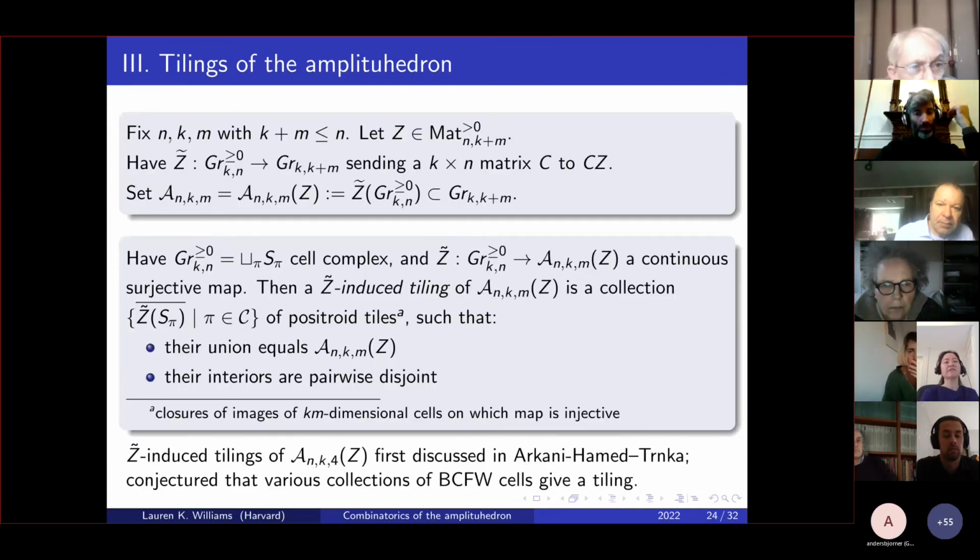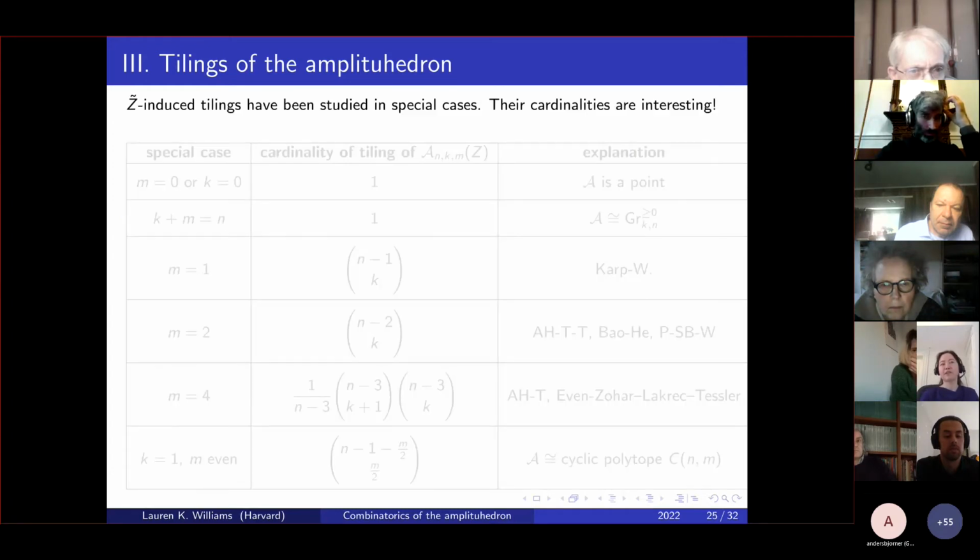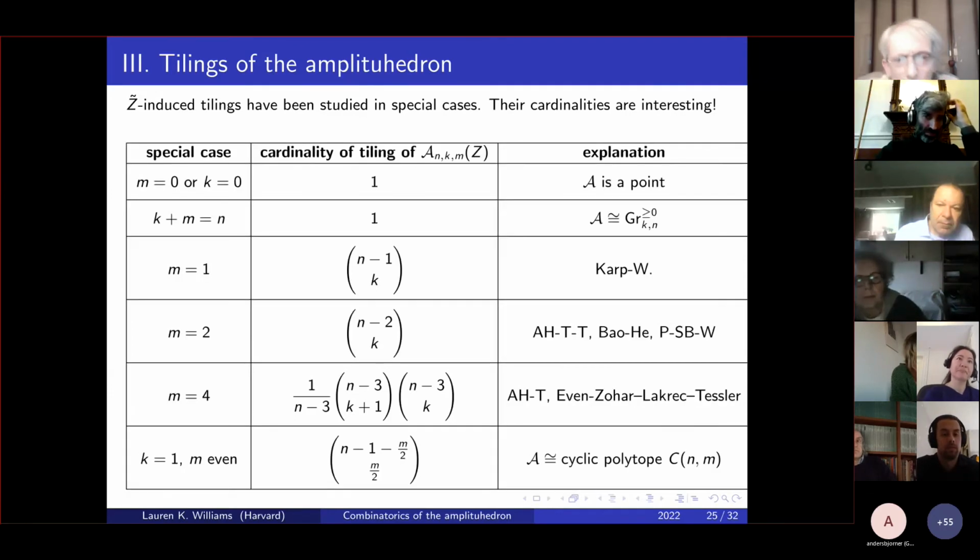So in general, there's this notion of Z-induced tiling, and we have all of these amplituhedra. So let's look at different special cases. I'm going to show a table here that gives the cardinalities of the different tilings. We can look at how many tiles it takes to decompose the amplituhedron, and record the sizes of these tilings. And these are the numbers that one gets.